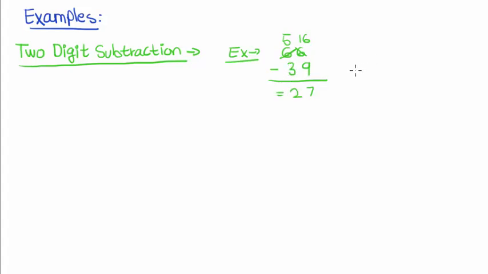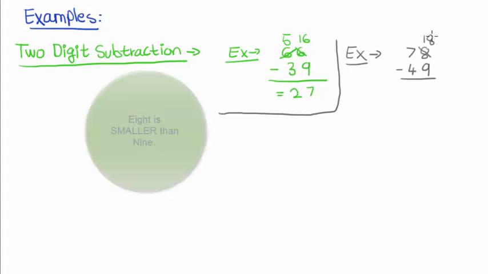Let's do another example to clarify. Let's say I have something like 78 minus 49. Since 8 is smaller than 9, I need to add 10 to it to give me 18 on the top. Since I borrowed 10 from the 70 over here, I have to put a 6 on top of it, because 7 minus 1 will give me 6.